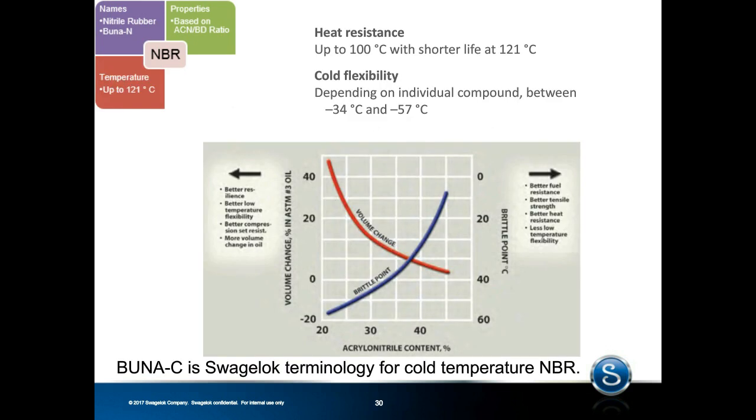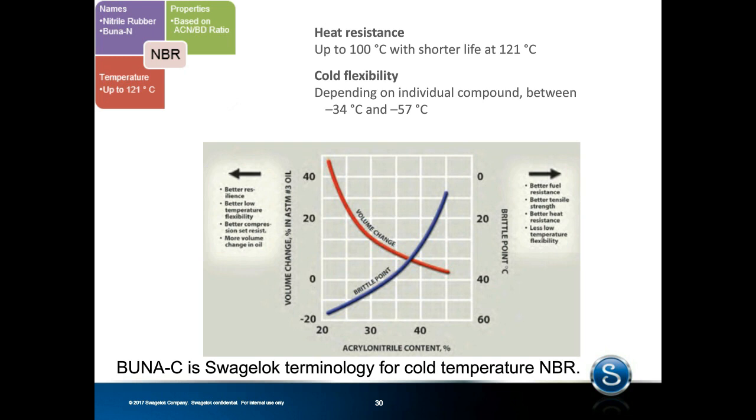In general, the nitrile elastomers can be used up to 100 degrees C with shorter life at 121 C. That goes for the same thing that I just explained to you about FKM. If you're going to push them to that upper limit all the time, you are going to be shortening the life of that elastomer seal. So be careful when you're pushing these seals to their upper rated temperature for long periods of time.